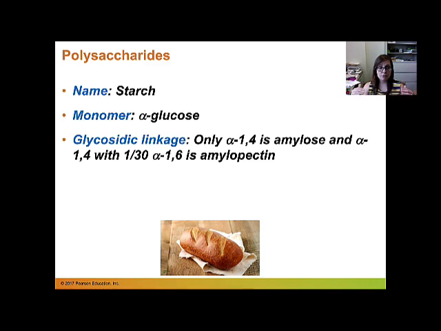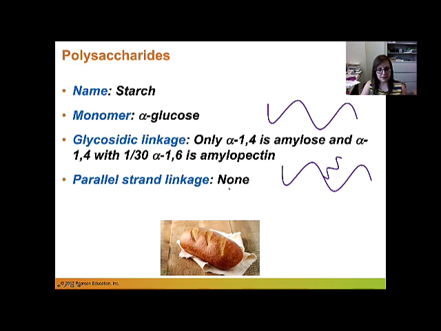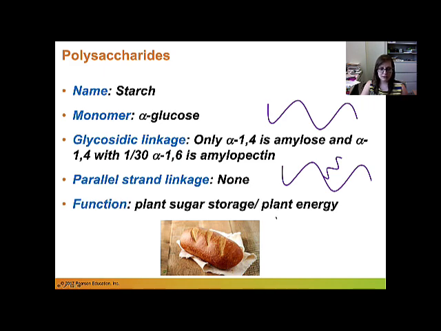And if they're alpha 1,4, but every once in a while you get an alpha 1,6, kind of creating a branch, that's called amylopectin. So here's an example, right? One long strand is called amylose, and then when it's branched, because of this alpha 1,6, every 1 in 30 monomers, you get amylopectin. And there's no parallel strands, and the function is plant sugar storage and plant energy. So cells are going to make these polysaccharides and use them to store sugar and then create energy when they need it.